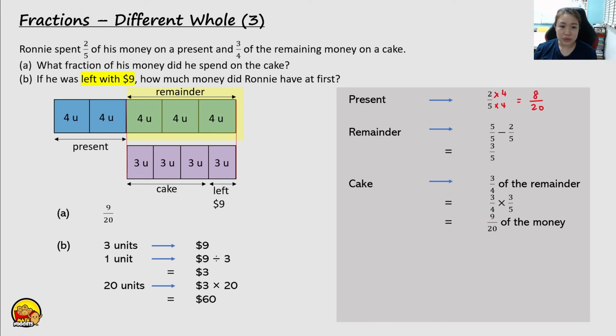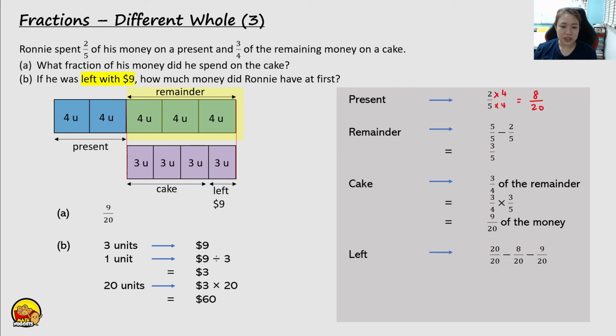The reason I need to do this is because I have to find out the fraction for the leftover. Now, what fraction does Ronnie have left? Let's start from the whole. The whole is 20 out of 20. He spent 8 out of 20 on the present. I'm going to subtract that. And he spent 9 out of 20 on the cake.